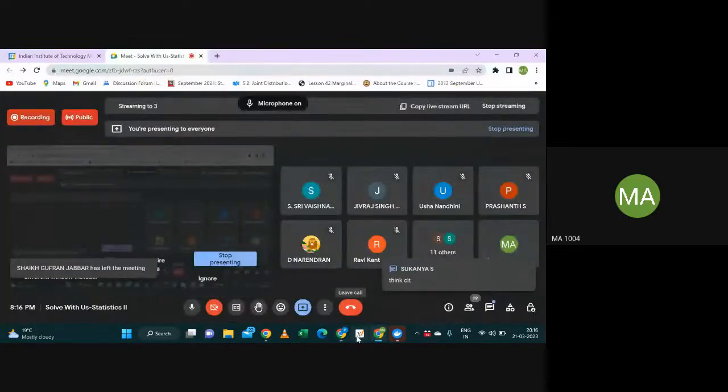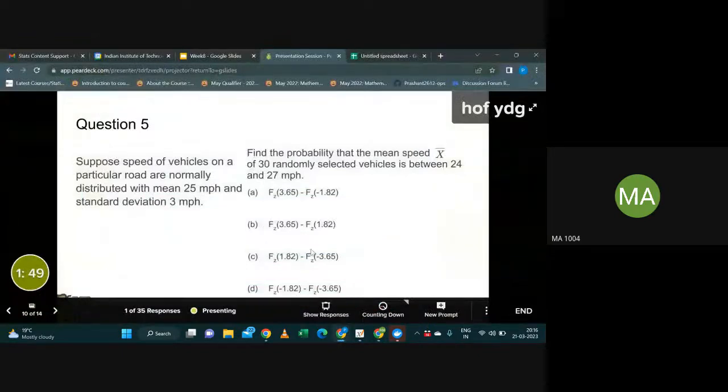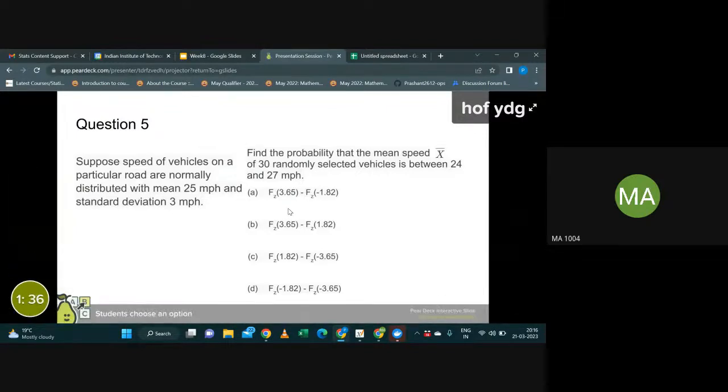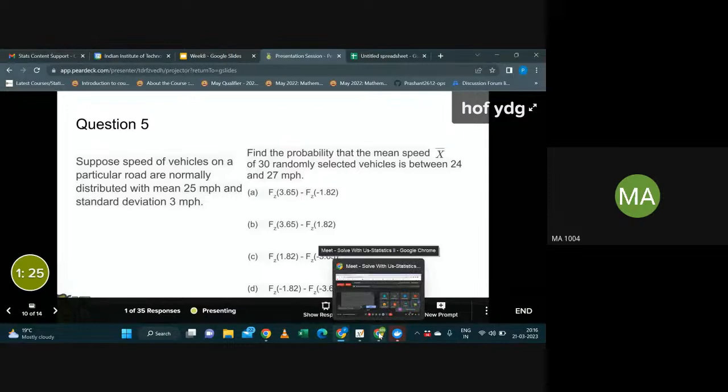Yeah, hello. See, what's given in the option? It's given in the form of capital Φ, right? So when you get it in terms of Φ, that means you have to transform the things in terms of standard normal variate. And once you transform it, you use the central limit theorem. So just use the central limit theorem.